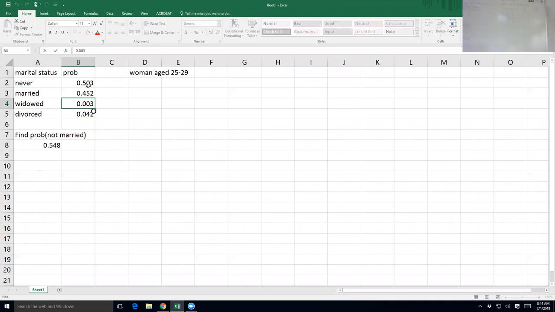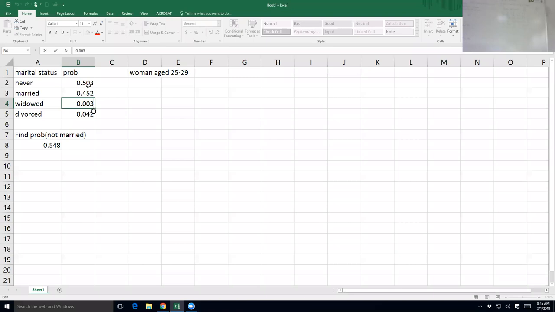Mutually exclusive means only in one category. You're either married or you're divorced or you're widowed. You can't be all three.